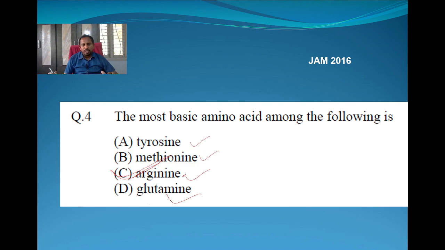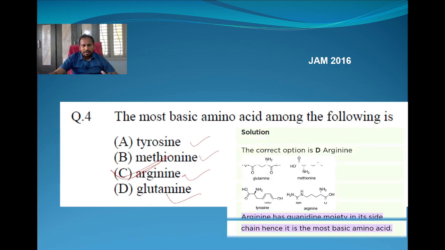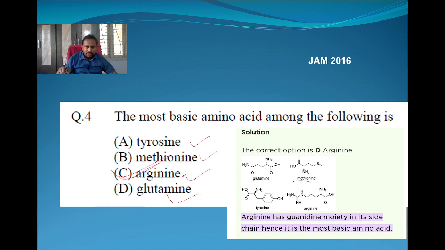For your reference, I have the answer for you. The correct option is D, arginine. These are the structures of arginine, tyrosine, methionine. If we look at the structure of arginine, listen, this group is nothing but a guanidine moiety. Having more nitrogen groups, due to the presence of lone pairs on nitrogen, it is more basic in nature. So this question may be asked to you.